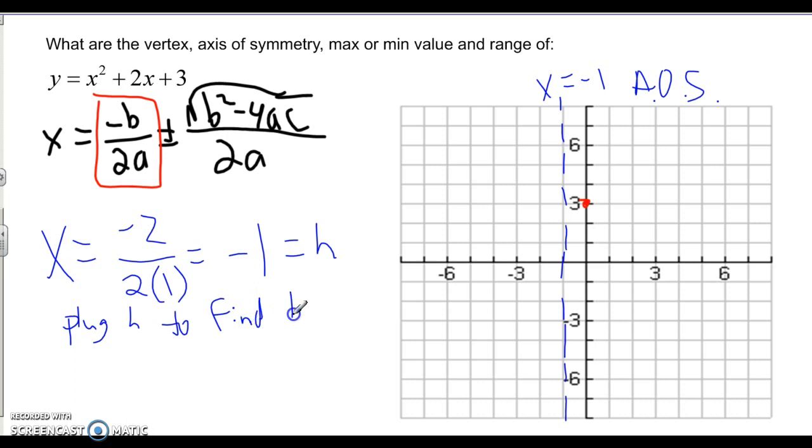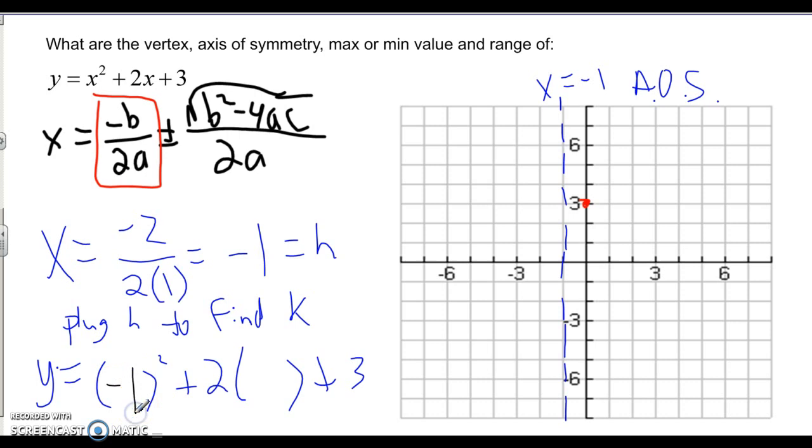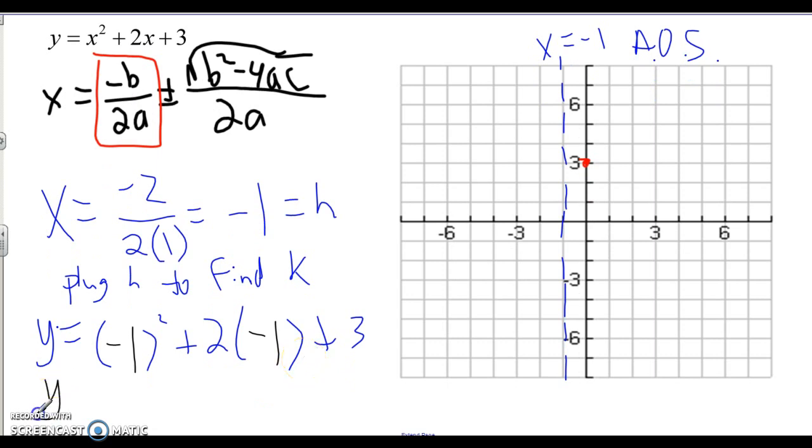So in this case, I'm going to plug into the function here. So it's going to be y equals, instead of x squared plus 2 times x plus 3, we're substituting in there a value of h, which is negative 1. So I'm plugging in negative 1 in there, plugging in negative 1 in there. And so this will simplify to y equals 1 minus 2 plus 3. 4 minus 2 is 2. So my y value of that vertex is 2. So that's my k value in this case.